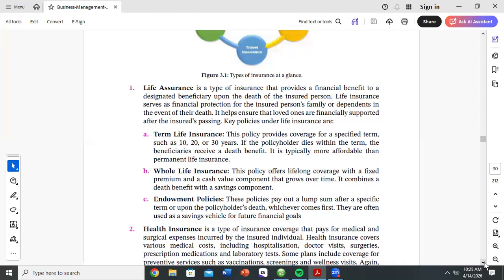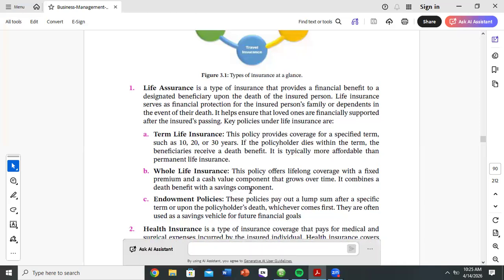The whole life doesn't have a specified term like 5 years or 10 years. It is until the person dies, so we cannot state the specified period. The premium payment is a bit more expensive than the term life, and sometimes it increases at certain rates annually. But it says that it combines a death benefit with a savings component.